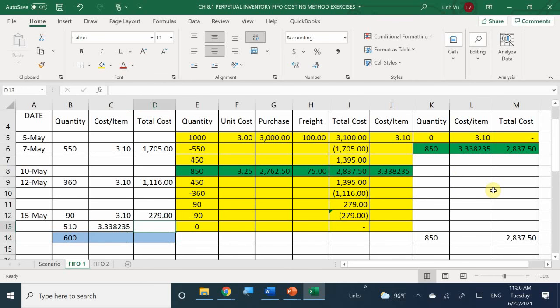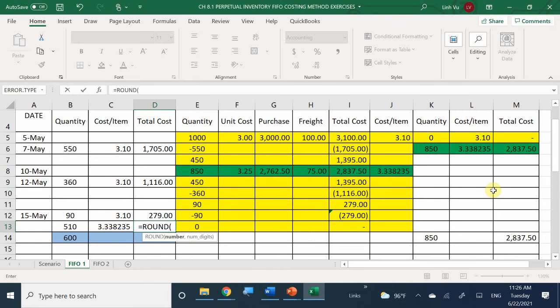3.338235. And in this case, I'm going to round at the end, not round my cost per item. I'm going to keep that in my calculator, but I'm going to calculate my 510 with this huge number and round my number at the very end. So in this case, this is where I'm going to be using my equal round to round off my numbers. So how much is my total cost of goods sold for selling those 510 items?